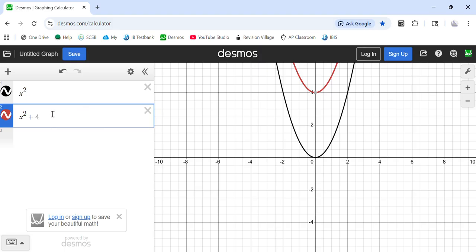What if we did a 4 on the front of x squared? A graph that looks skinnier. Done. That's the proof that the answer is C.